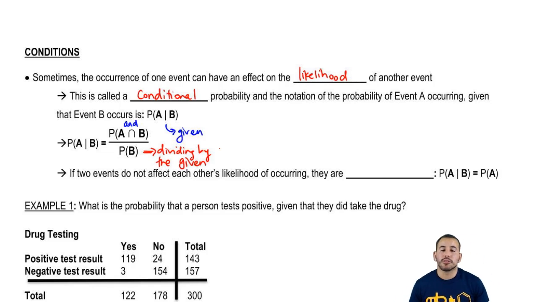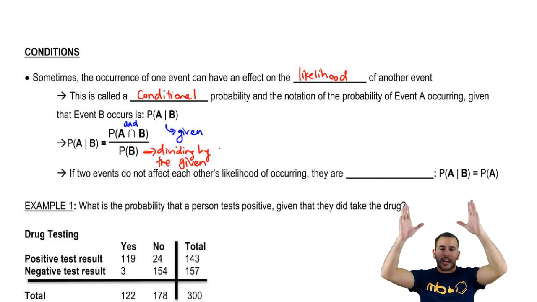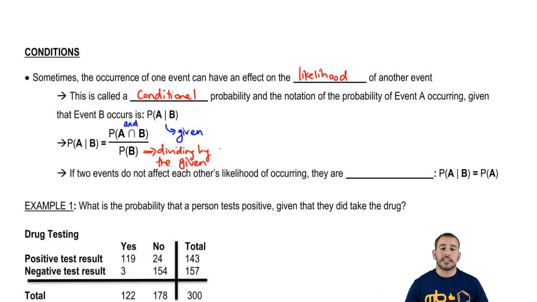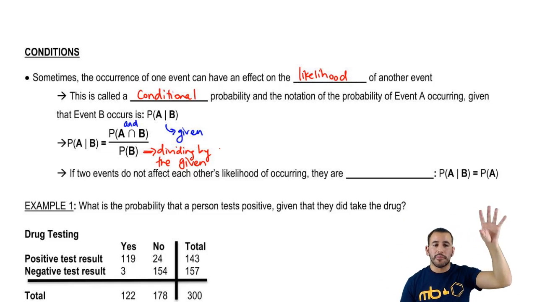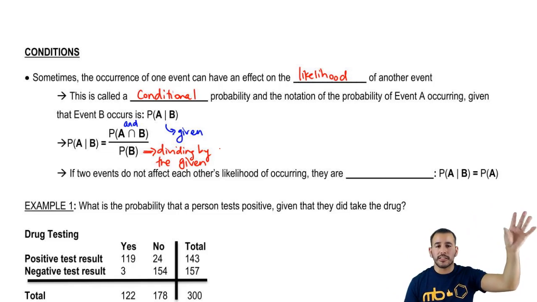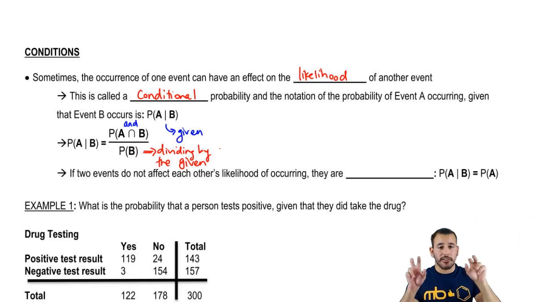So in all these problems, you always find the probability of the two events happening at the same time divided by the one that you're saying, given this event, what's the probability of the other one happening? So A and B, or event one and event two, divided by the one that you're saying it's given by.